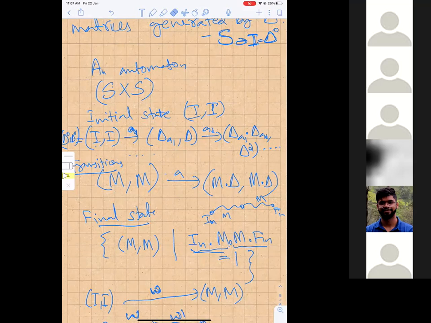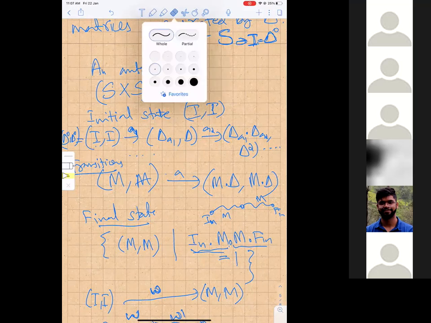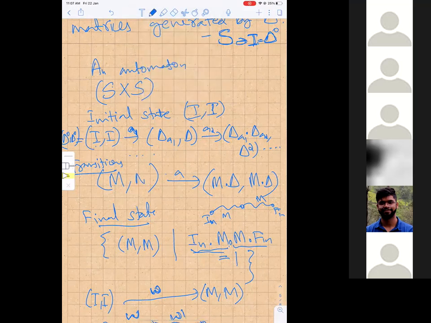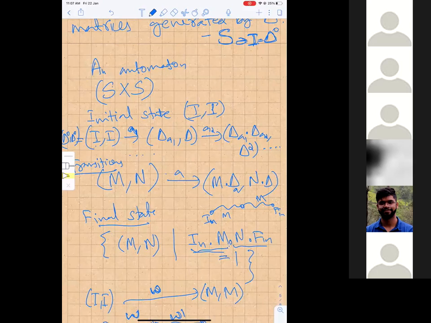So on two matrices M and N, I go to M dot delta A and N dot delta. And then if I have M and N, I go to M times N times Fn is equal to 1.